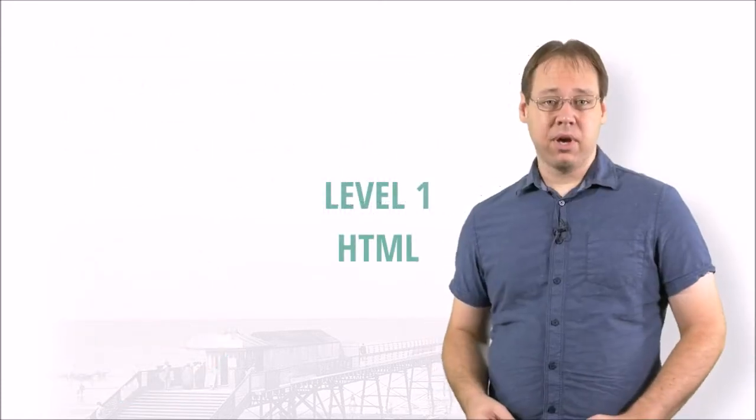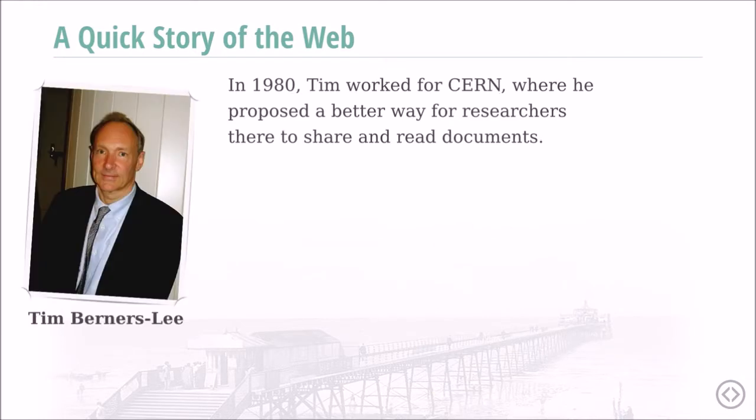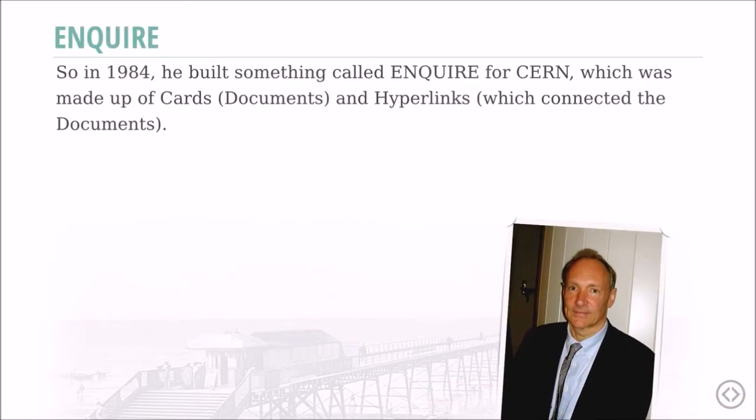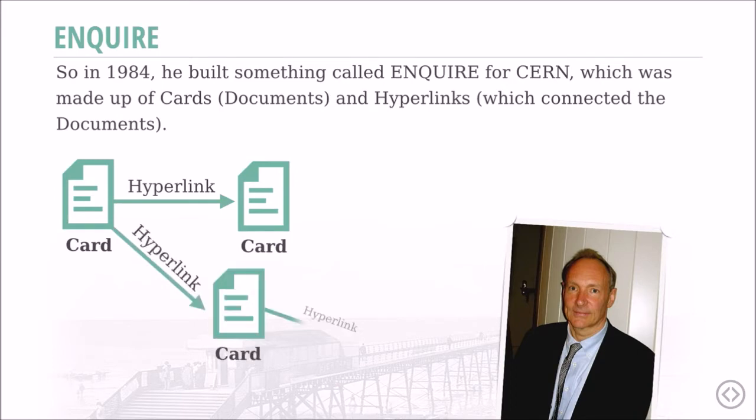Before we dive into some code, let's look at a short history of the web and its creator, Tim Berners-Lee. In the early 80s, Tim worked for a group called CERN, where he proposed a better way for researchers to share and read documents. You know, CERN, you probably know that better now as the people who run the Large Hadron Collider. In 1984, he built a system that he called Enquire, which took a series of cards, or documents, and linked them together with things called hyperlinks.